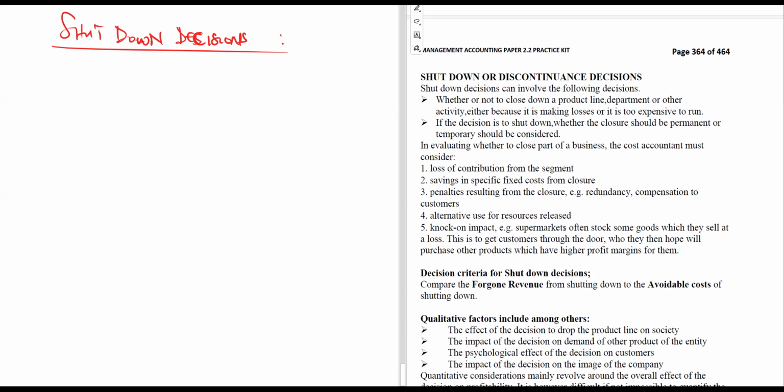For example, supermarkets often stock some goods which they sell at a loss. This is to get customers through the door, who they then hope will purchase other products which have higher profit margins for them. So maybe those goods that you've closed, what's the knock-on impact of those goods? Would they be scrapped off so that there's a loss?